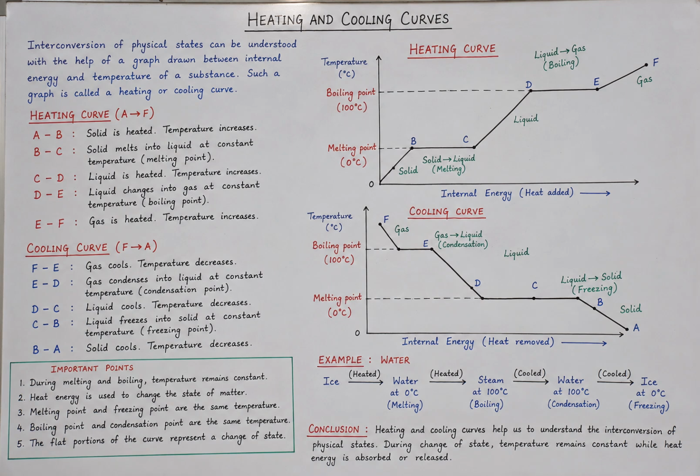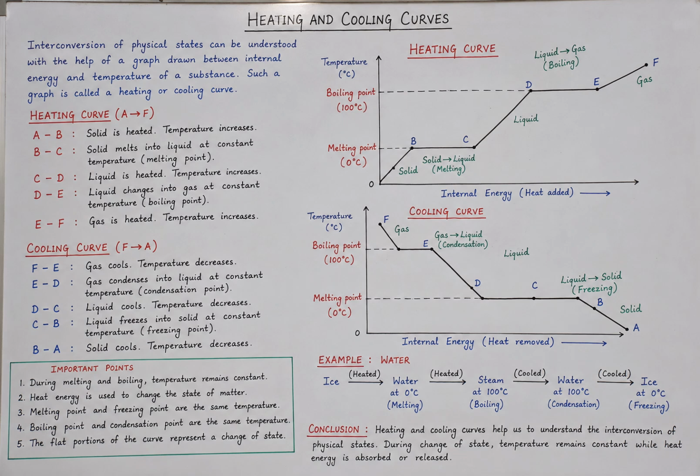Remember that during melting and boiling, the temperature remains constant. Heat energy is used to change the physical state of the substance. The melting point and freezing point are the same temperature. The boiling point and condensation point are the same temperature. The flat portions of the curve represent a change of state.